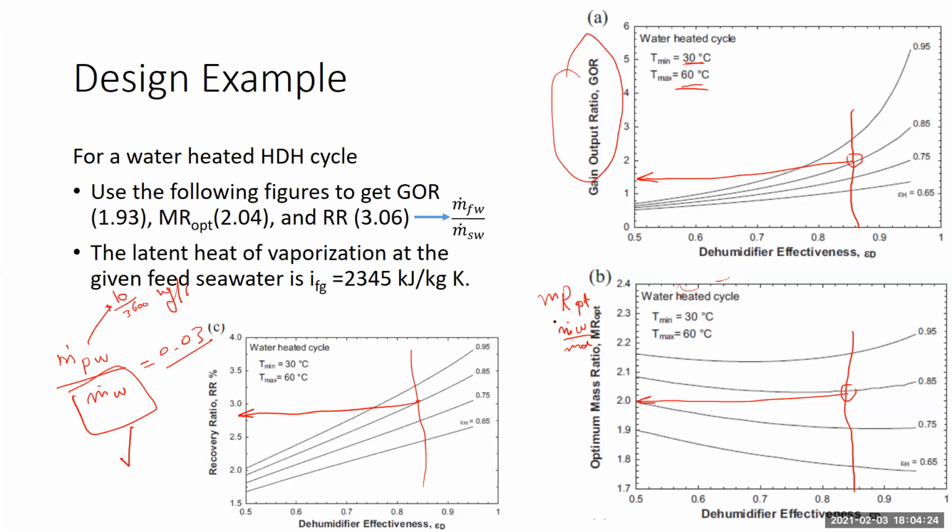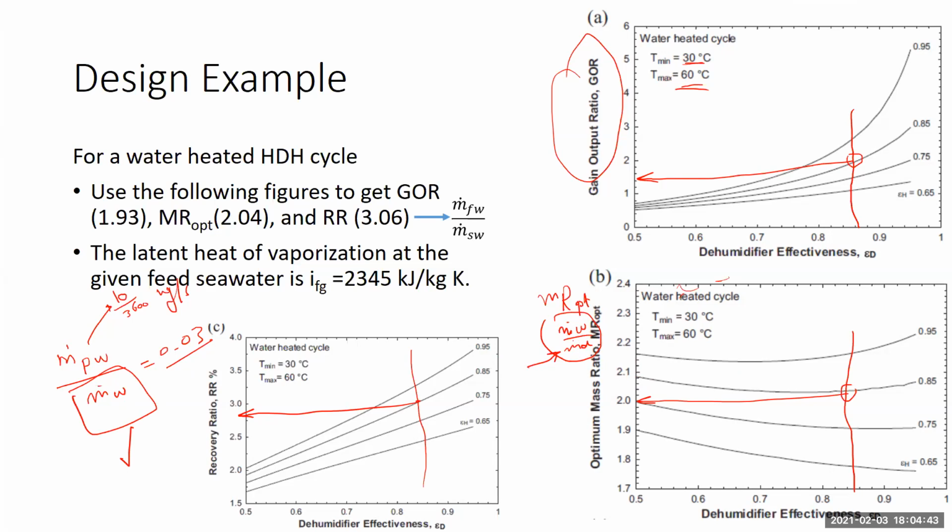And then from the optimum value here, we get the value of m dot air, because for example, the optimum value is 2.1. So m dot water over m dot air is equal to 2.1. And we got m dot water from here, so we can get m dot air from here.